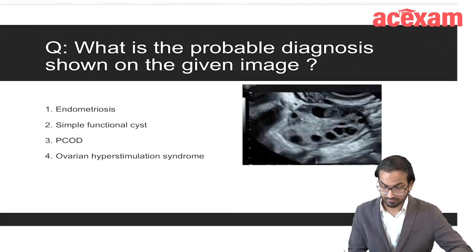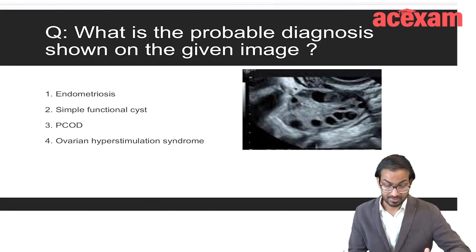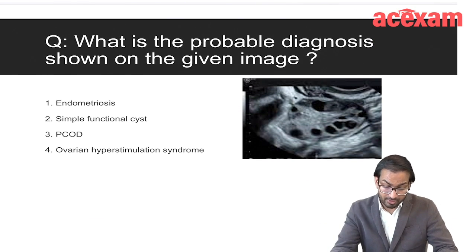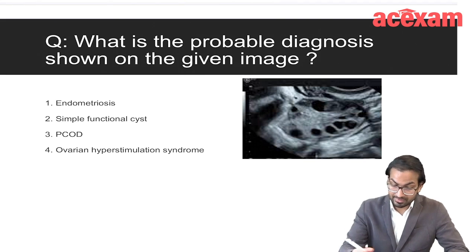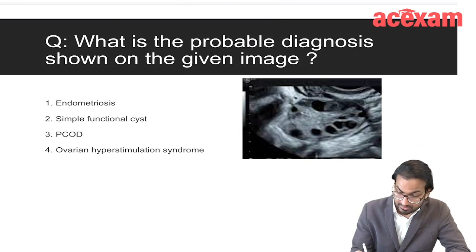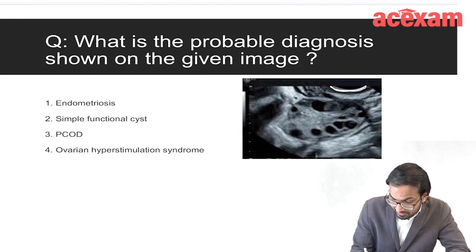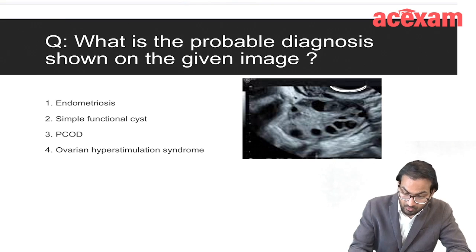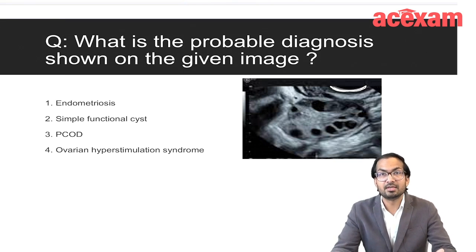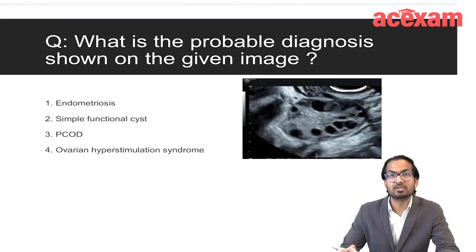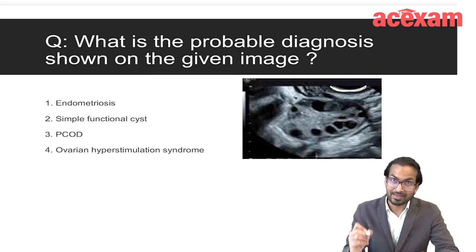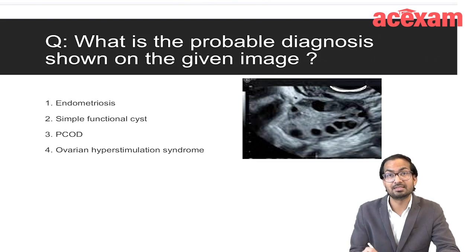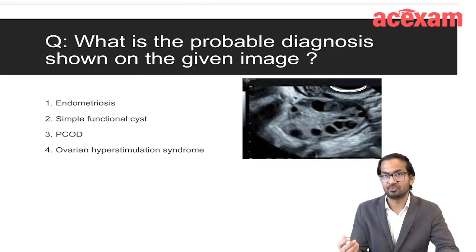Let's come to the third question, which was asked in the recent FMGE exam, and that is, what is the probable diagnosis shown on the given image? There is again one image shown, and again follow the same rule. Although they have mentioned ultrasound, I see this curvilinear thing there. That means it has been acquired using a low frequency curvilinear probe, and again they need to mention what site this is. On this given image, this is a gynecological examination again.